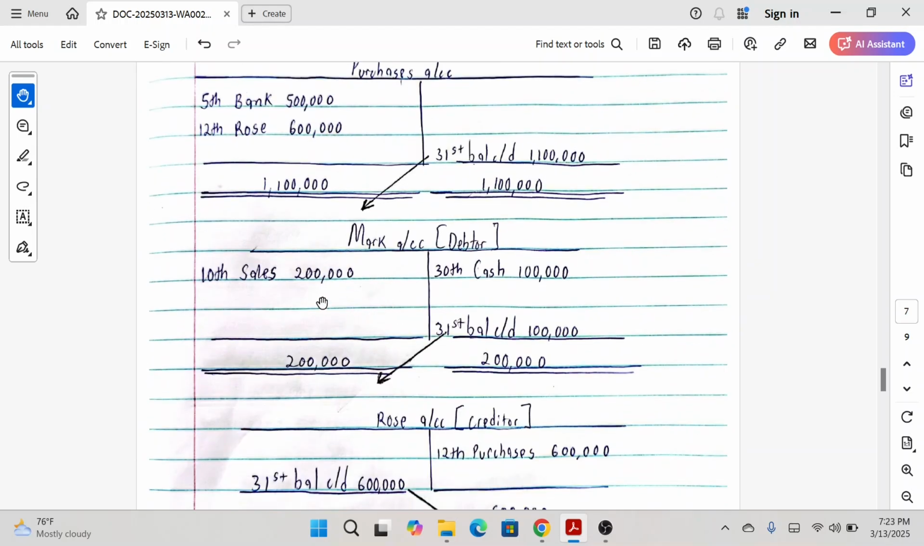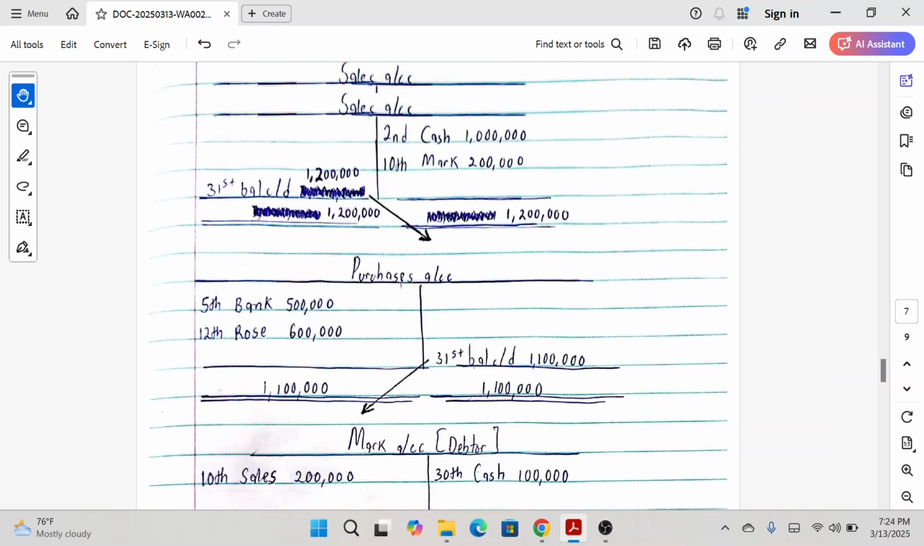So you balance off. This is 200. This is 100. So the difference is 100. So you call it balance carried down. So that this balances off with the debit 200k, and also this side 200,000. So that account is also balanced. Then you go to Rose account.